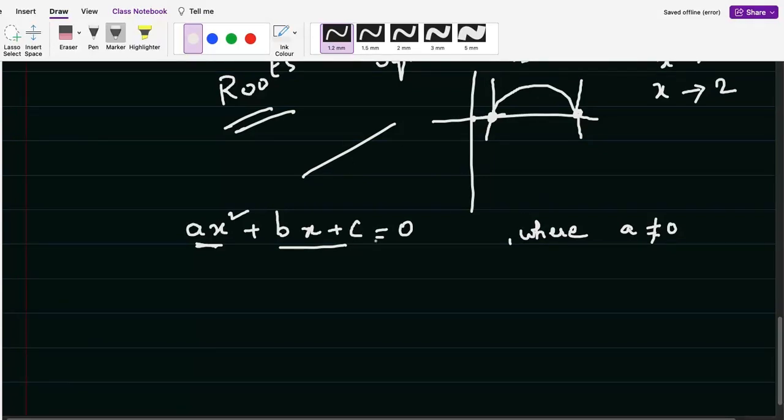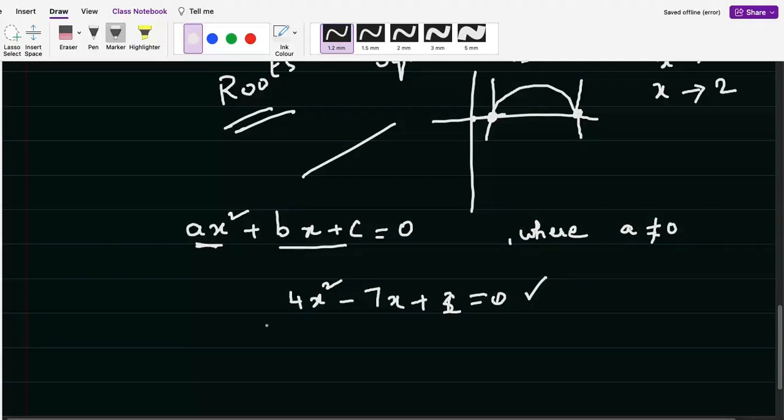Whereas b and c can be 0, but b and c should be real numbers, not irrational numbers. Okay. So for example, if I am writing 4x square minus 7x plus 3 equals 0, is this a quadratic equation or not? Yes, this is a quadratic equation.